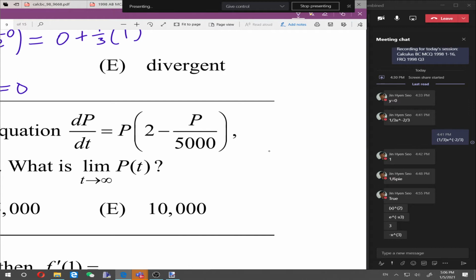Integrate? Okay, before I can integrate, I need to make sure that all of my variables are separated. Distribute p to 2 minus p over 5,000. Okay, I could. I think I'm going to end up refactoring that out though, so I won't do that right away. Right now I've got p's on the right, but I've got p's and t's on the left. I need to change that first.